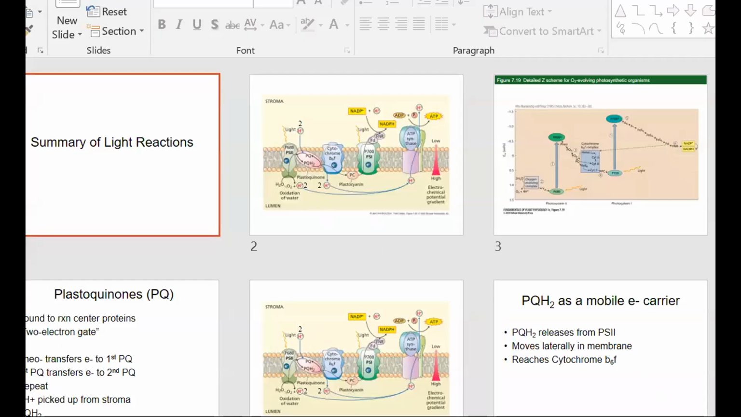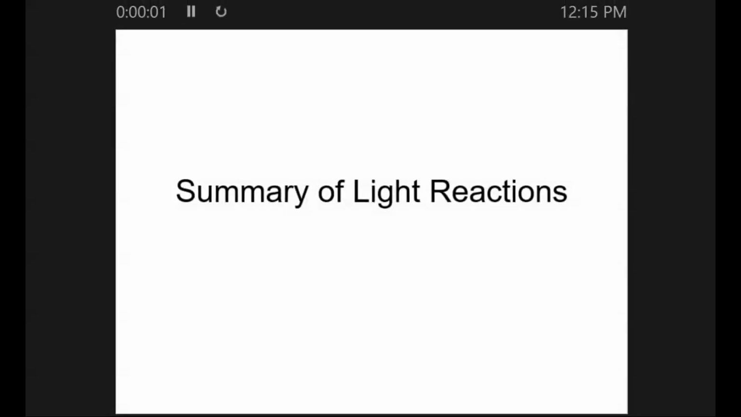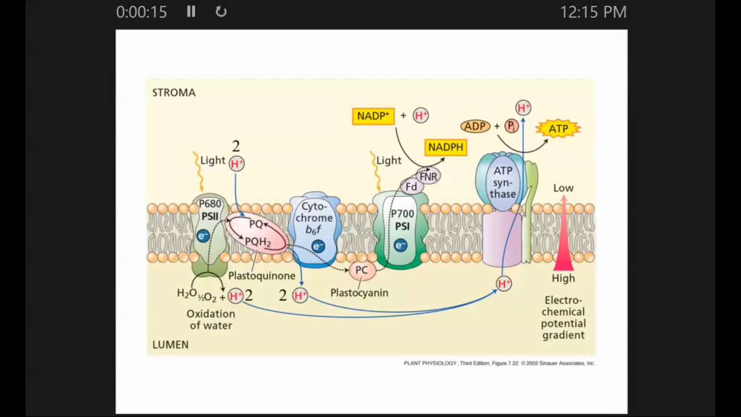A short slide set has been posted on the summary of the light reaction. What I've done is pulled the PowerPoints from the large light reaction slide set and put it into this slide set where it's just focusing on the light reaction process. This might be useful for studying because it's succinctly all put together in one slide set.